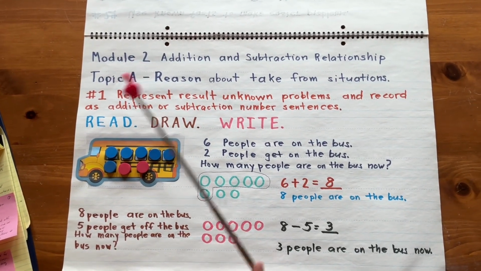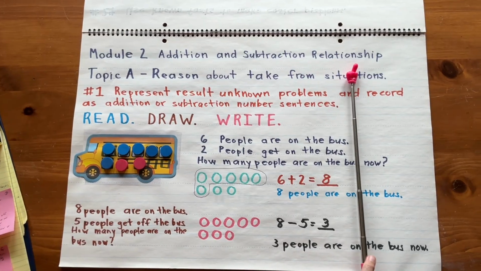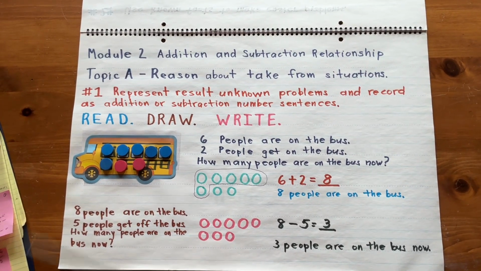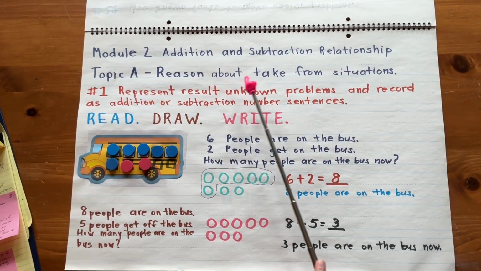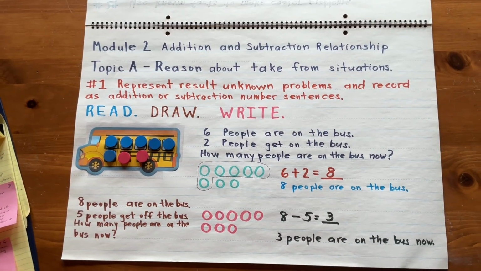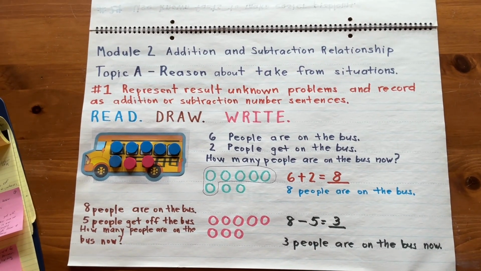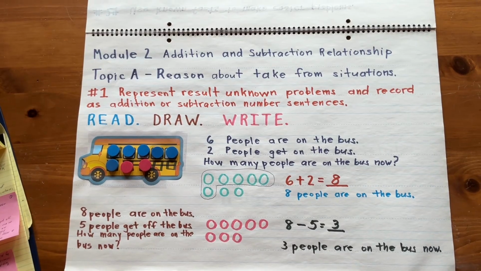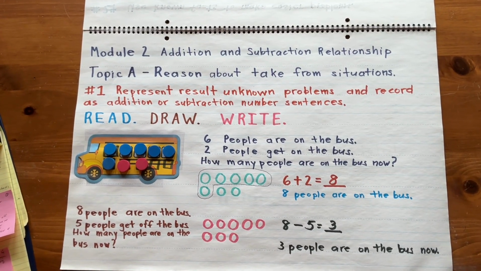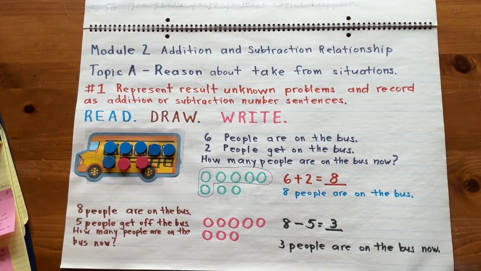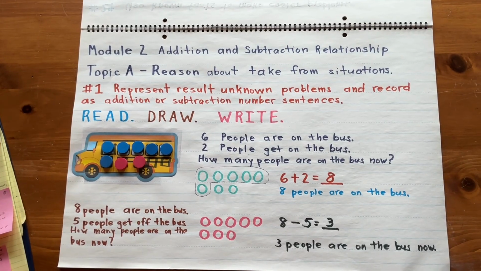Module 2, Addition and Subtraction Relationships. Topic A, reason about take from situations. Lesson 1, represent result unknown problems and record as addition or subtraction number sentences.